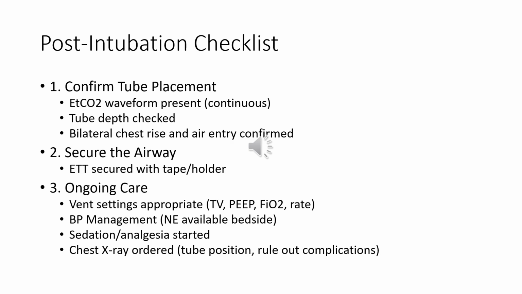Once the intubation has been performed, a post-intubation checklist should be completed. The tube placement should be confirmed with capnography, which is the gold standard for confirming tracheal placement. Tube depth should be checked to ensure that the tube is not too shallow or too deep. Bilateral chest rise confirms both lungs are being ventilated. The endotracheal tube should be secured with either tape or a holder.